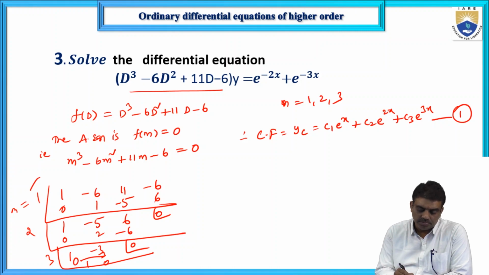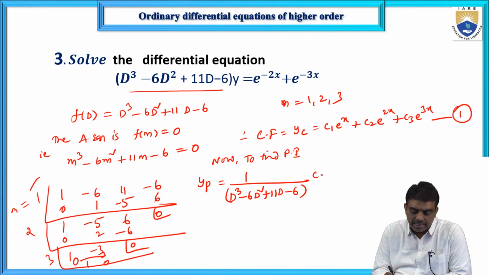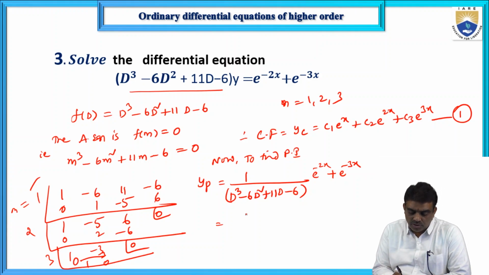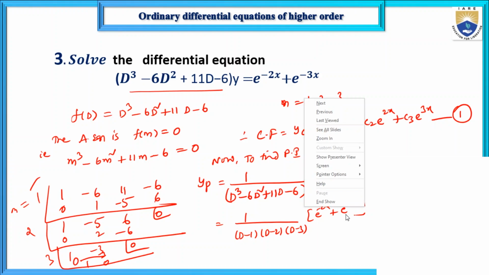Now, to find the particular integral, yp is equal to 1 by D cube minus 6D square plus 11D minus 6 of the right side function, e power minus 2x plus e power minus 3x. In the denominator I can write D minus 1, D minus 2, D minus 3 of e power minus 2x plus e power minus 3x.